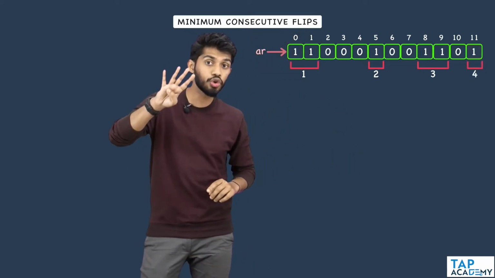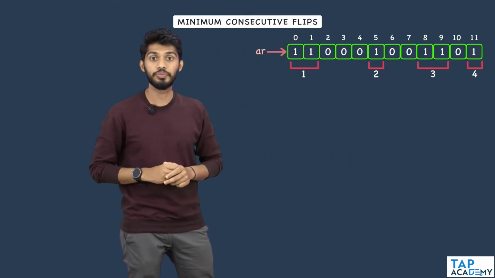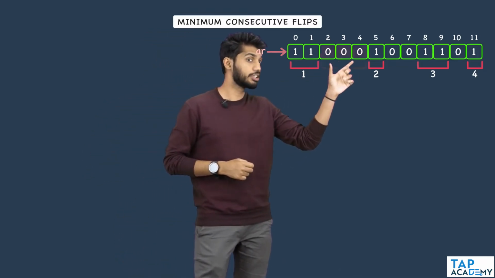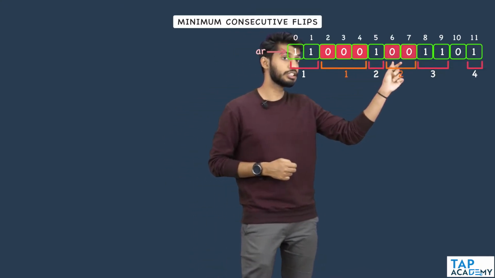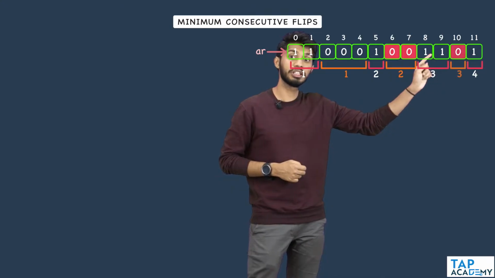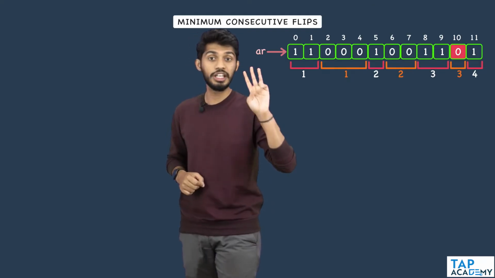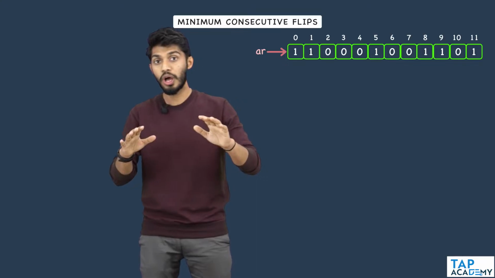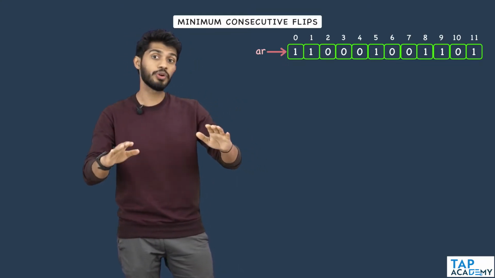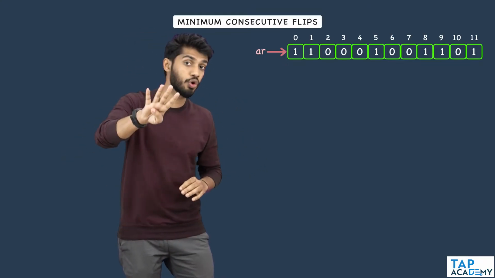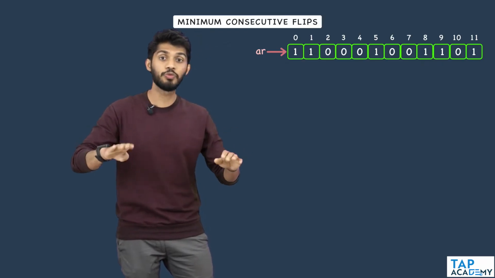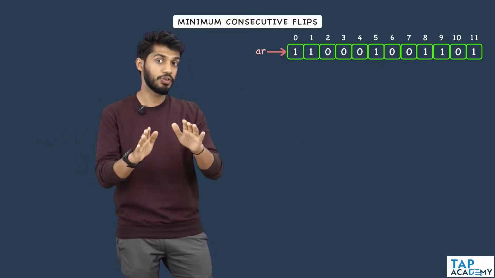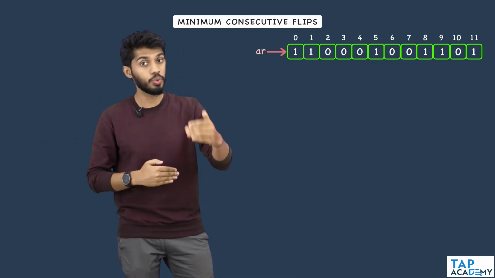So there are four groups of ones. Next, if I observe the groups of zeros, this is one group of zeros, this is another group of zero, and this is another group of zero. So totally there are three groups of zeros and four groups of ones. If I have to flip from 1 to 0, then I have to make 4 flips. In case I have to flip 0 to 1, I have to make 3, which is minimal. Converting or flipping zeros to 1 is minimal.